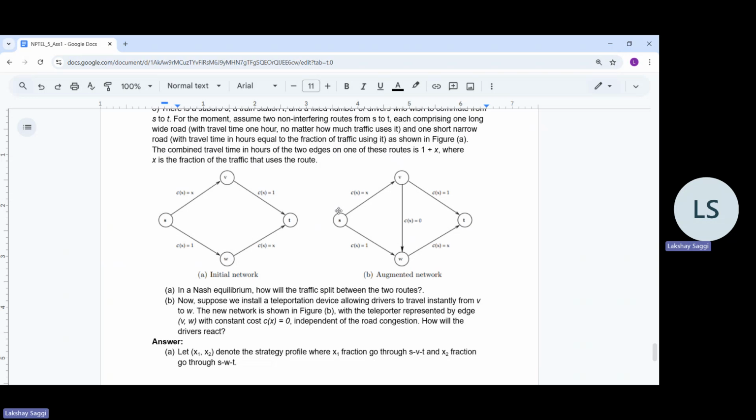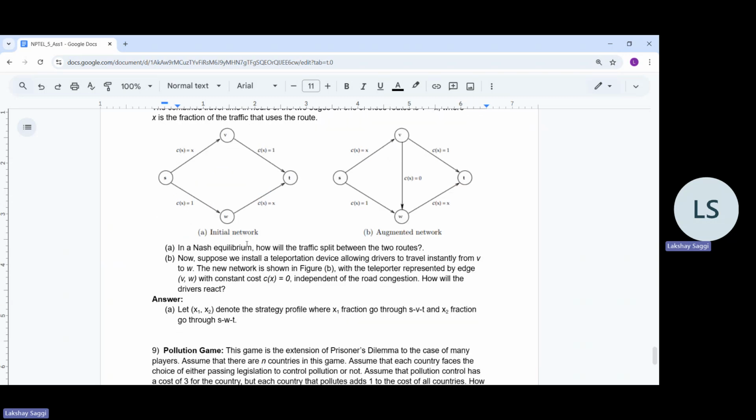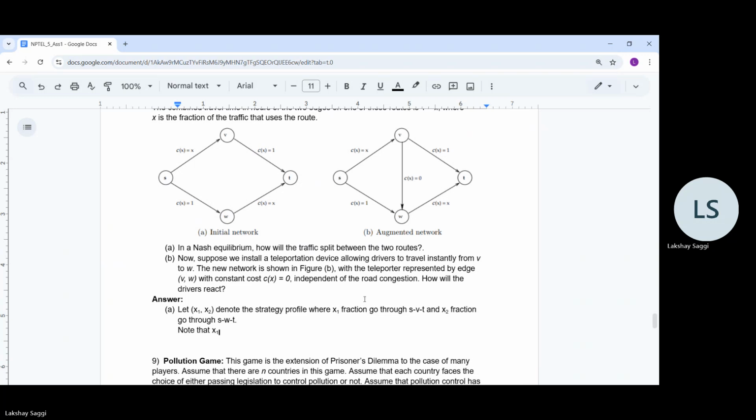And since this is a strategy profile, this x1 and x2 will range from 0 to 1, because these are fractions of people. So all people will be going from S to T, right? We know that some people will go through SVT, others will go through SWT, and these will not overlap. So first observation is that x1 plus x2 is equal to 1, because the sum of fractions should be equal to 1. So one valid strategy profile is maybe 1 comma 0, another valid profile is 0 comma 1, 0.5 0.5 is also valid, 0.7 0.3 is also valid, and so on.